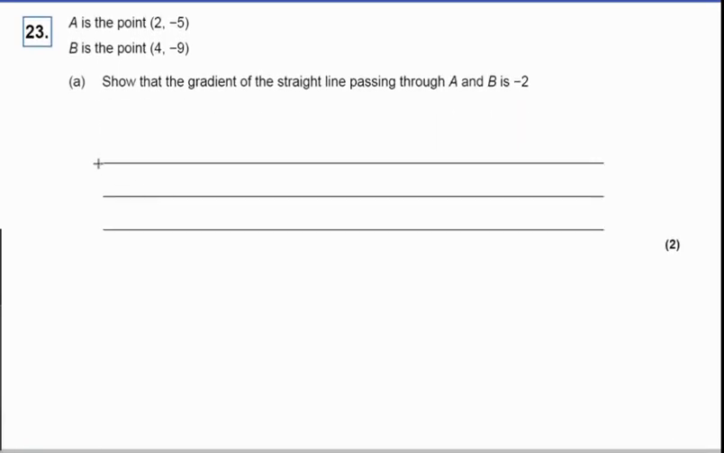Next, A is the point (2, -5), B is the point (4, -9). Show that the gradient of the straight line passing through AB is -2. Let's just draw a little diagram. It doesn't have to be an amazing diagram, it's just a rough diagram. I like to draw roughly where the points would be. So we've got (2, -5), so that's like 2, and that's like -5, so somewhere around here.